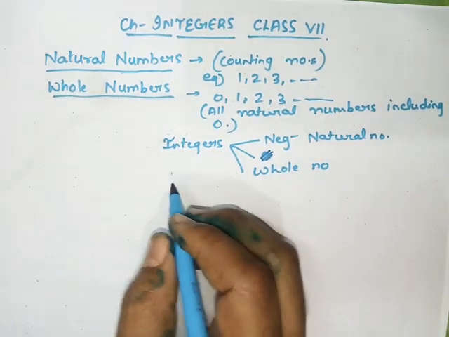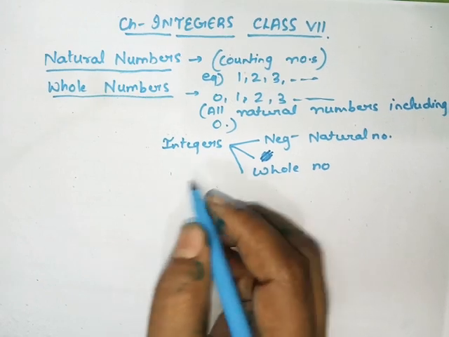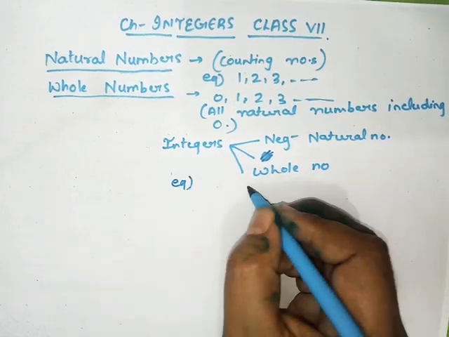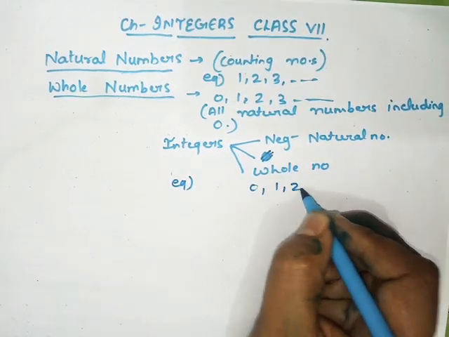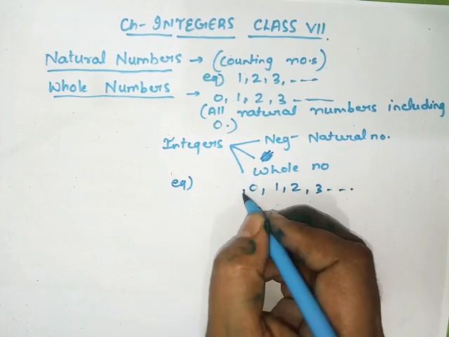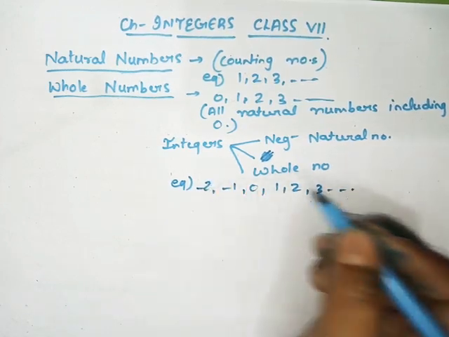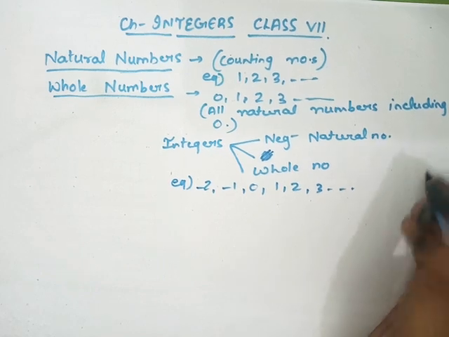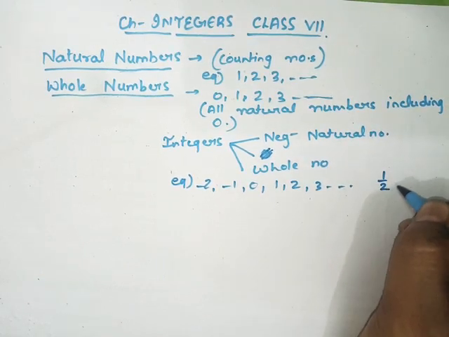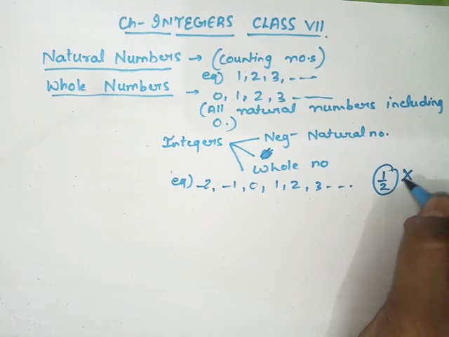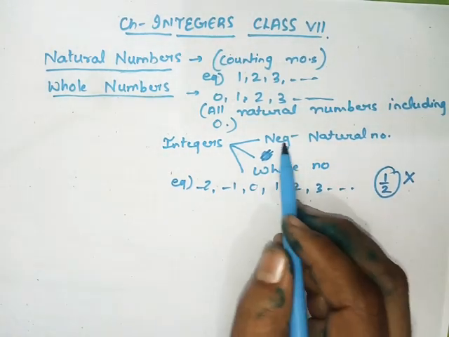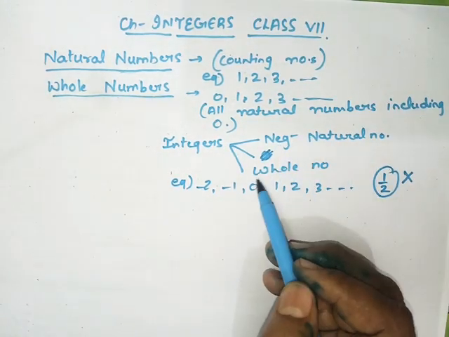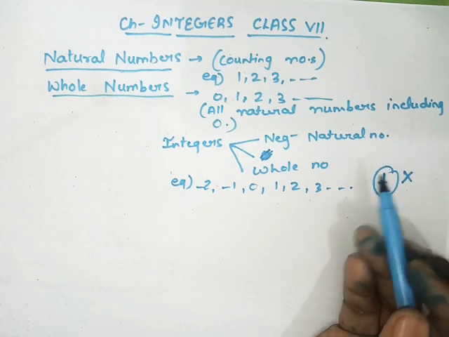As an example, we can take 0, 1, 2, 3 and so on, and -1, -2. These are all integers, but 1 upon 2 is a fraction number and it is not an integer. So you have to know that all the negative natural numbers and whole numbers are integers.